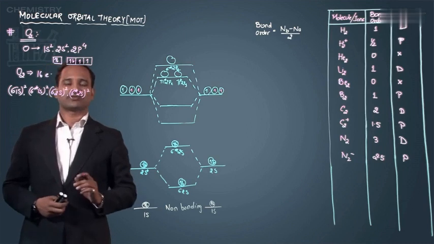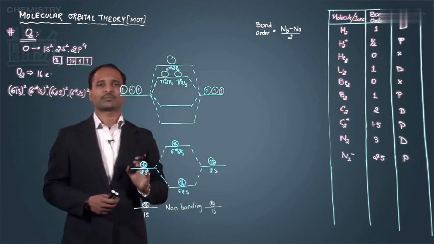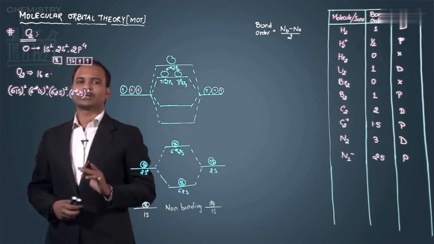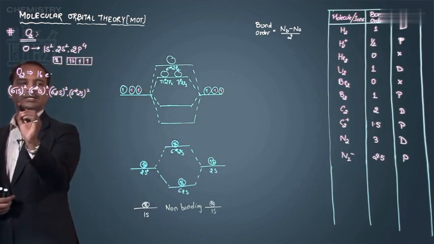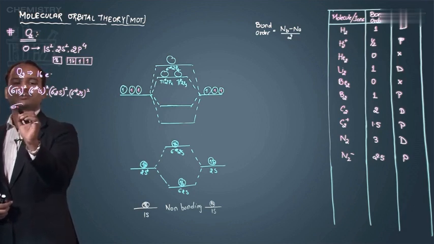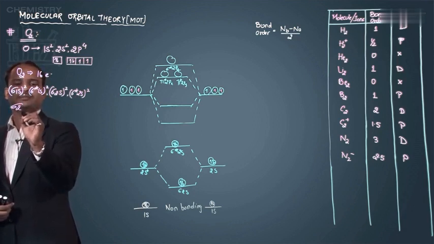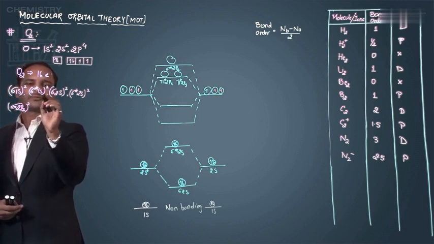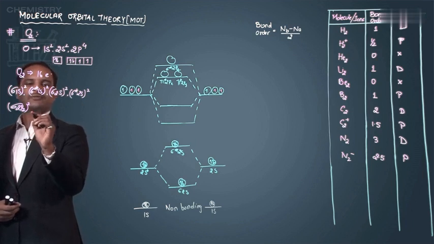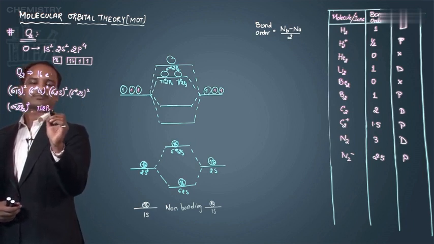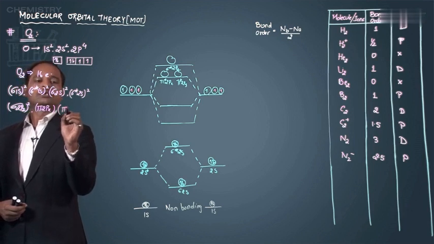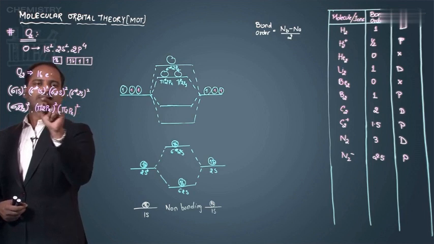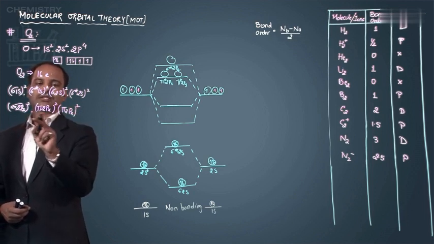After sigma star 2s, for B2, C2 and N2 molecules, the pi 2px and pi 2py were written first and then sigma 2pz. But in case of this O2 molecule, the actual energy level comes, and after sigma star 2s, the electron moves to sigma 2pz. So sigma 2pz2, how many electrons? 2, 4, 6, 8, 10, 12. Then pi 2px and pi 2py will come. Both have the same energy, that's why the electrons fill them singly first and then pairing takes place. So 2, 4, 6, 8, 10, 12, 14.